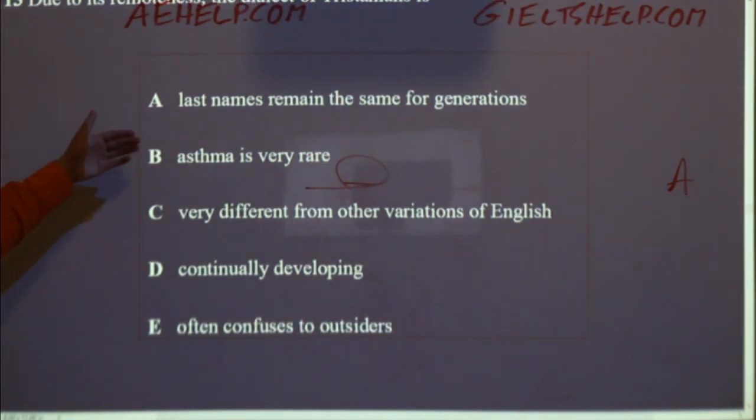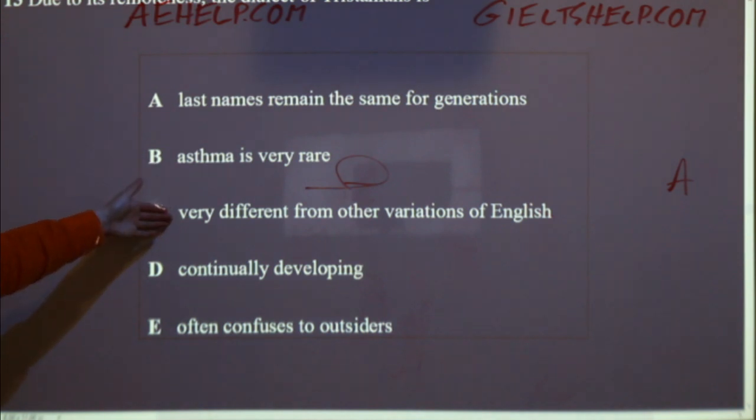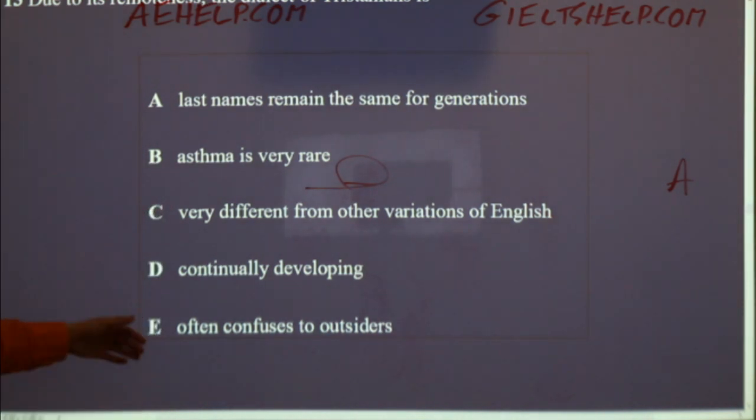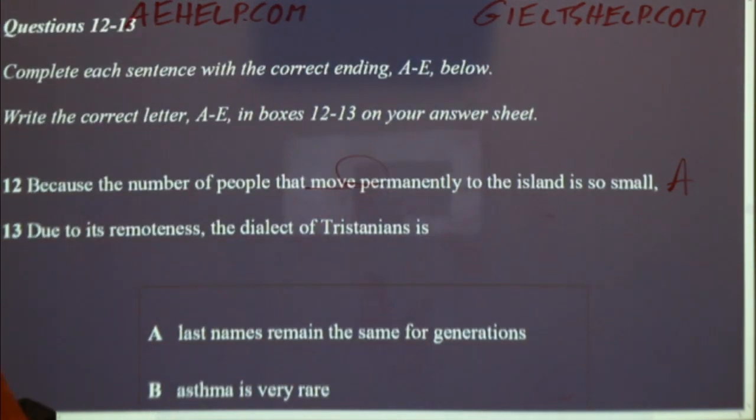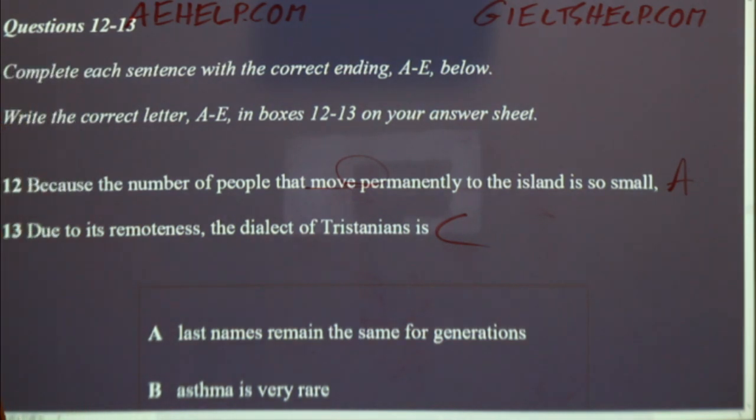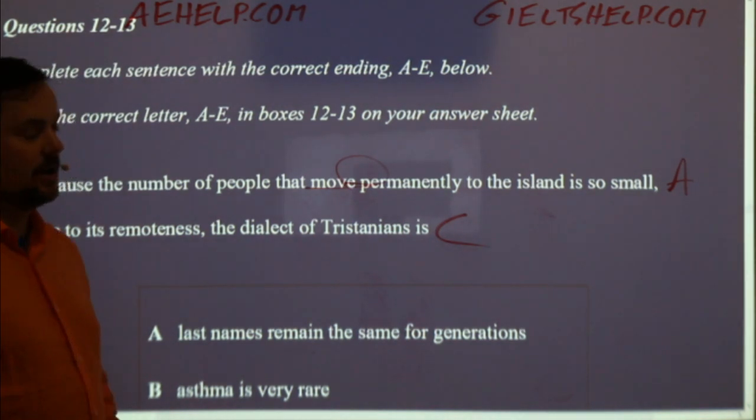Then, due to its remoteness, the dialect of Tristanians is, number 13: last names doesn't make sense. Asthma doesn't make sense. Very different from other variations of English. Continued developing. Often confuses outsiders. C, D, or E. What do you think? All of you who are answering C are correct. So A and C, those would be your correct answers there.